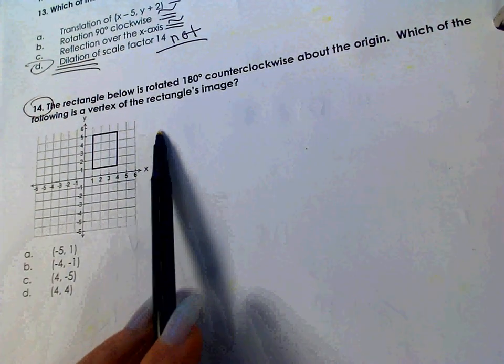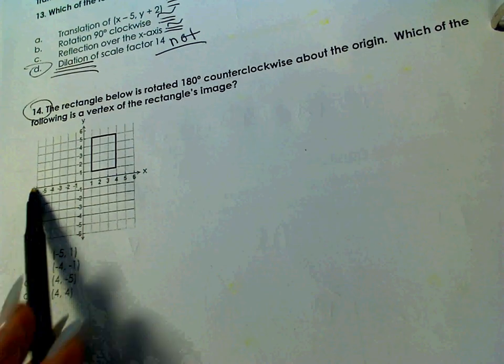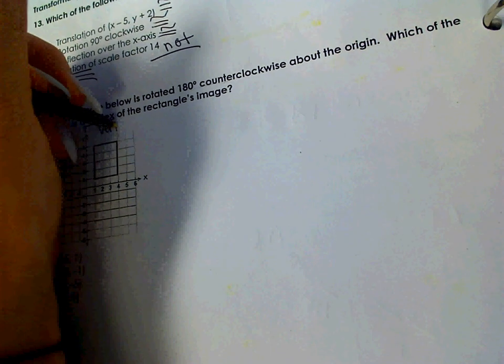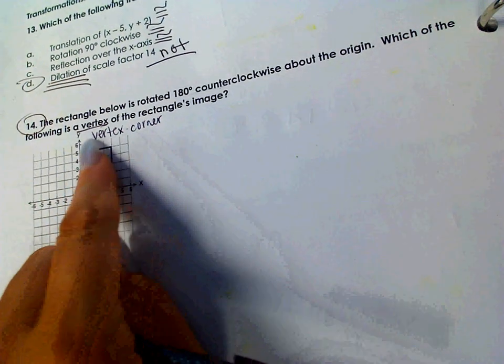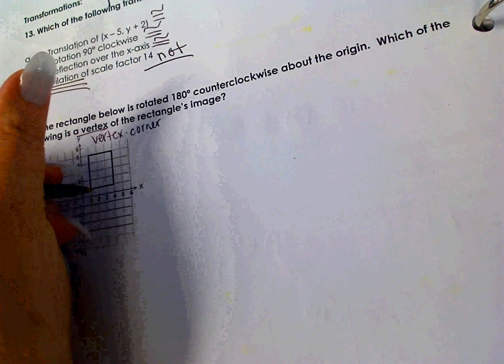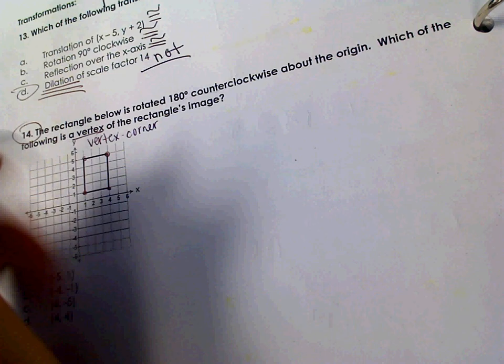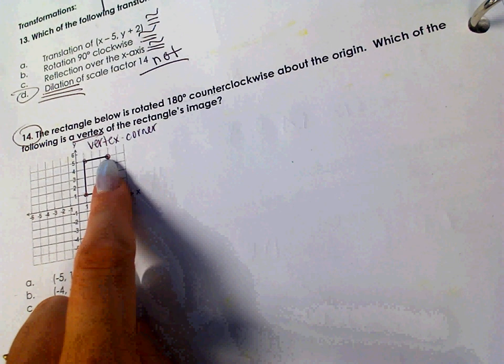So for number 14, it says the rectangle below is rotated 180 degrees counterclockwise around the origin. Which of the following is a vertex? That word vertex just means one of the corners of the shape. So just which of the following is going to be one of the corners of the rectangle's image, so the new one. So these are the 4 corners right here. And the corners have coordinates. So this one is 4 and 1, this one's 1, 1, this one's 1, 5, and this one's 4, 5.